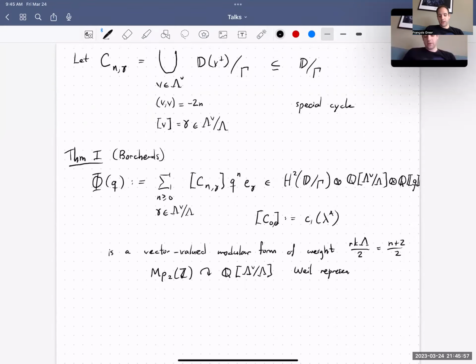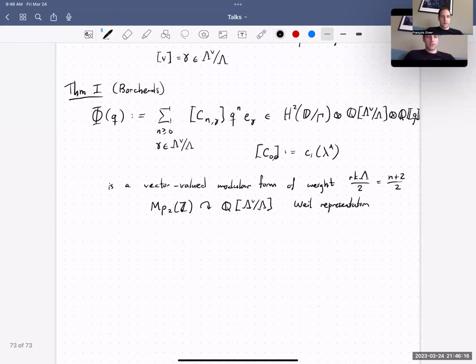It's a standard thing. And once again, if this is the first time that you're seeing this, I think it's easiest to just assume that the lattice you're dealing with is unimodular. Then this vector valuedness is sort of trivial. It's just a classical modular form for SL2Z. So that's the statement by Borcherds.